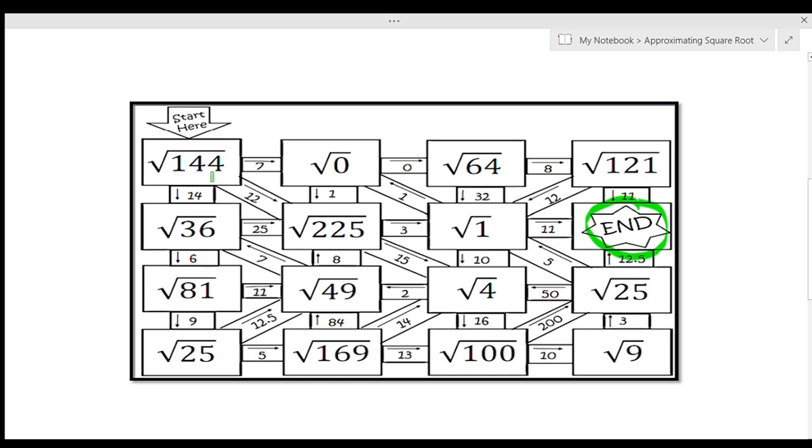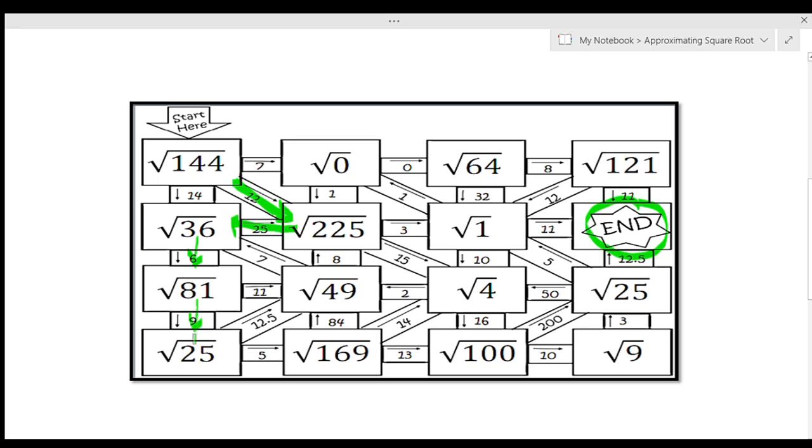The square root of 144 is 12. So we go here. Next, what is the square root of 225? The square root of 225 is 15. And now, we are here at the square root of 36. And we know that the square root of 36 is 6 because 6 times 6 is equal to 36. Now, how about the square root of 81? The square root of 81 will result to 9.